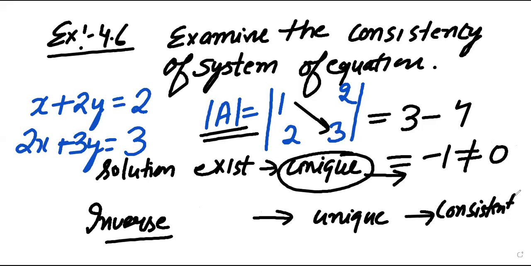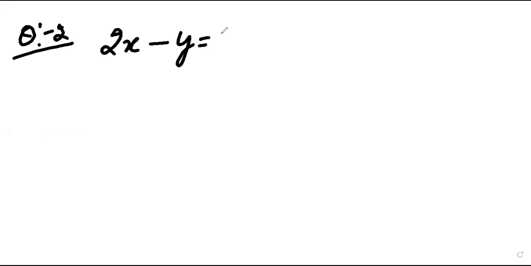Come to the next question. Here I am taking an example where the determinant will come equal to 0. That is the second question. Question number 2: 2x minus y equal to 5, next, x plus y equal to 4. This is the question.